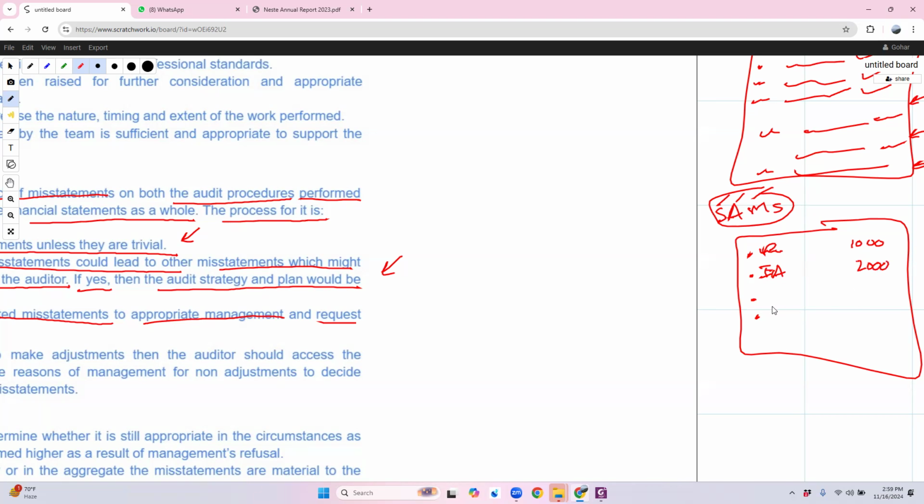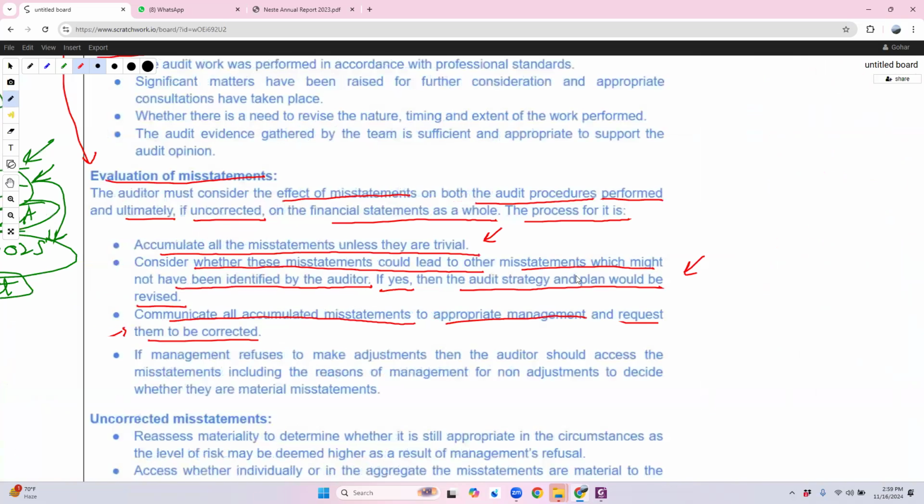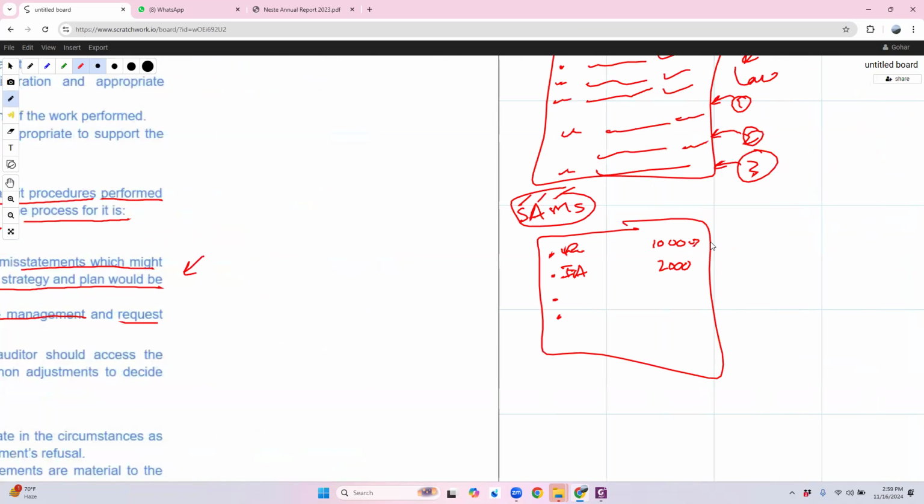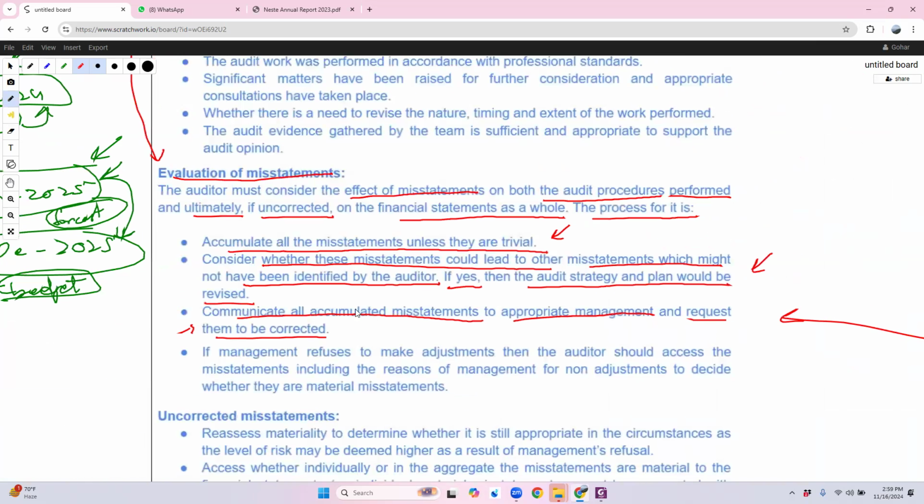So at the end of the audit, you give this list to the management as well. Some of these misstatements you will write down in front of them: you have corrected them because we requested you. But the misstatements that have not been corrected by the management, these are the ones you will specifically share with the management, and you will request them to kindly correct them.